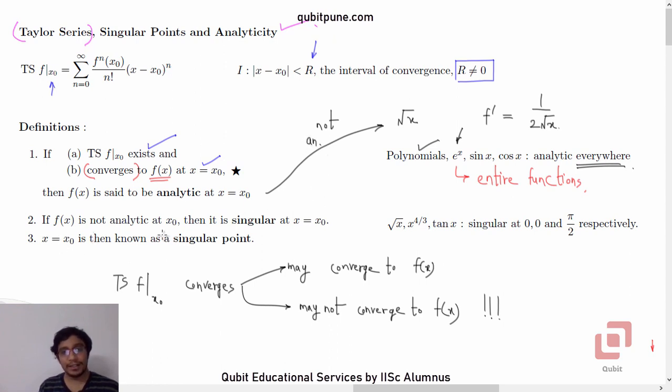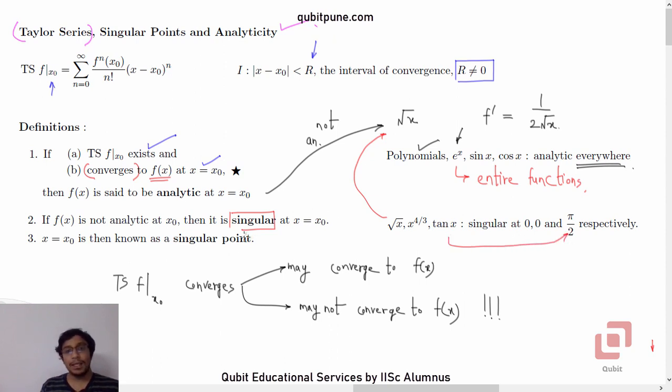Now if f of x is not analytic at x equal to x0, then what do we call that particular function? We call the function singular. Examples: root x, the one that we discussed. Now for x to the power 4 by 3, the first derivative is defined, because the power of x there will be 1 upon 3. But all the subsequent derivatives will not be defined due to negative fractional powers of x, which are not defined at 0. The function tan x has a singular point at x equal to pi by 2 because the function itself is not defined at pi by 2.